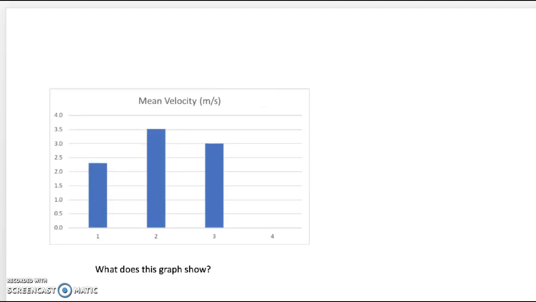This graph is showing mean velocity. So the lowest score, number 1, was 2.3. The largest score, number 2, was 3.5, and the mean score was 3. So the mean is closer to the highest score, not the lower. So it shows that the lower person performed worse, rather than the best performer performing like a way out of the mean or the normal score. So therefore, the person with the lowest mean velocity definitely needs to work on their technique to get a better mean velocity.